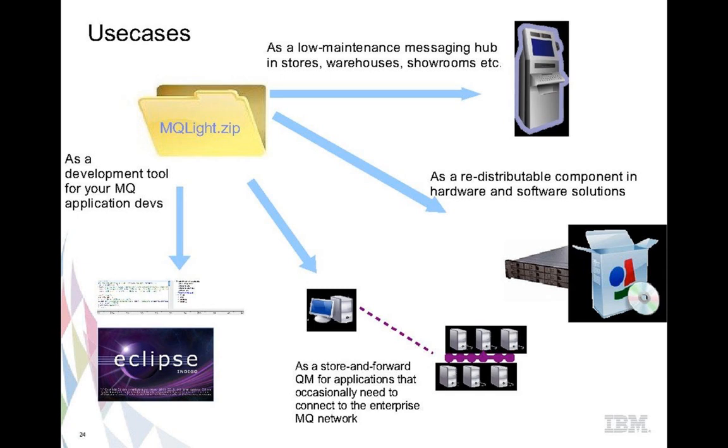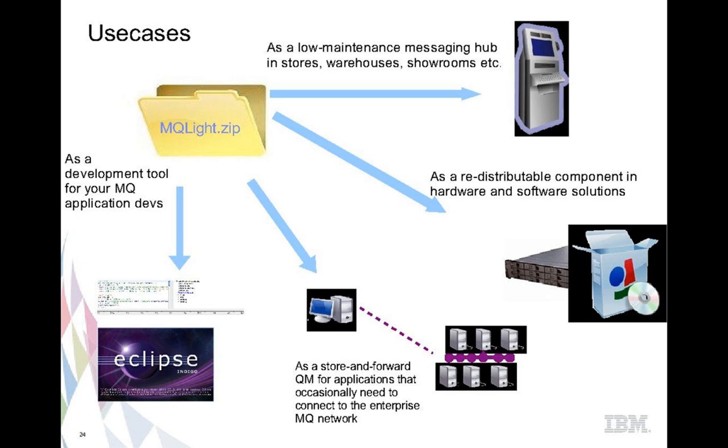So some of the use cases of how MQLite could be used are as a low maintenance messaging hub in stores, warehouses, showrooms, etc., which work on point of sale systems, or as a redistributable component in hardware and software solutions. So it can be embedded in a hardware or software solution and then redistributed, or as a store and forward queue manager for applications that occasionally need to connect to the enterprise MQ network.